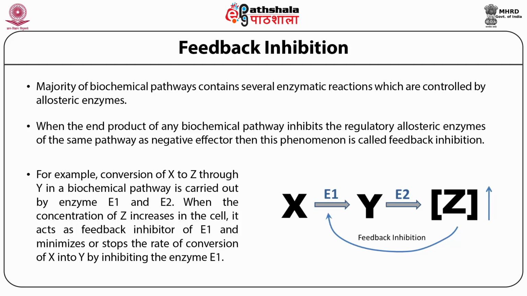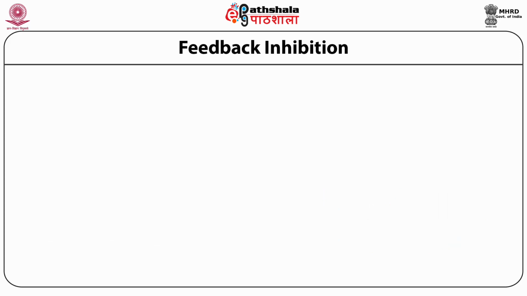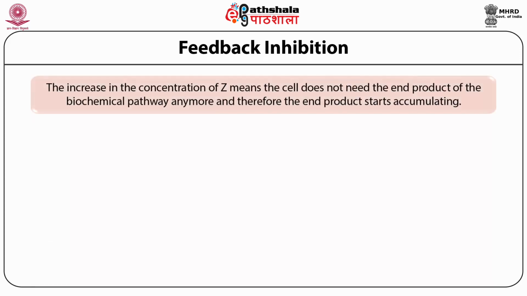So in this way, this feedback inhibition, or the overproduction or accumulation of Z, can inhibit some of the regulatory enzymes, and then it can regulate the pathway. As we discussed, an increase in the concentration of Z means the cell does not need that end product, which is why it starts accumulating. So if the cell does not need it, it has to stop the biochemical pathway which is continuously synthesizing Z.